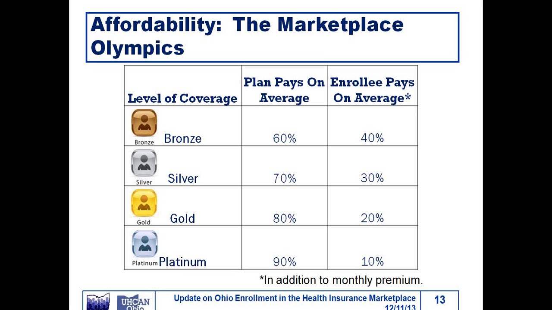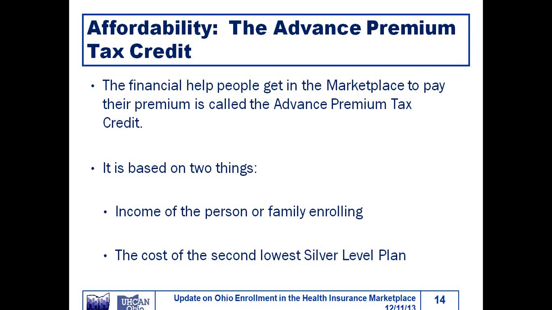Silver plan costs a little more, covers more, and the enrollee pays less. And it goes down to platinum. Kathleen will correct me if I'm wrong, but I do not think that there are any platinum plans even available in Franklin County. Next. So we'll be talking more about the levels of coverage when it comes to looking at what kinds of subsidies you get. The levels of coverage is going to be important to notice.